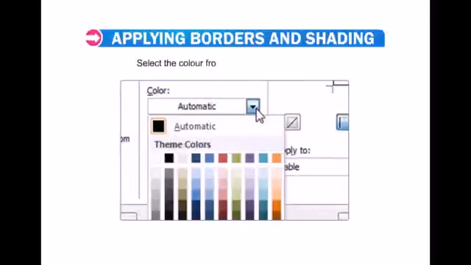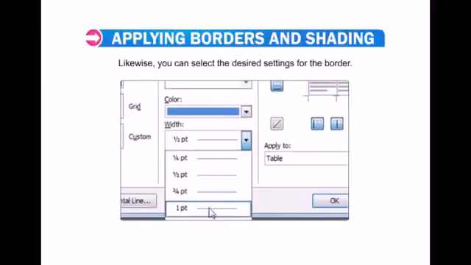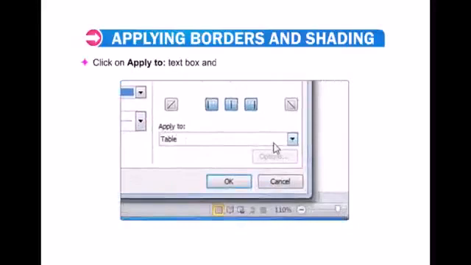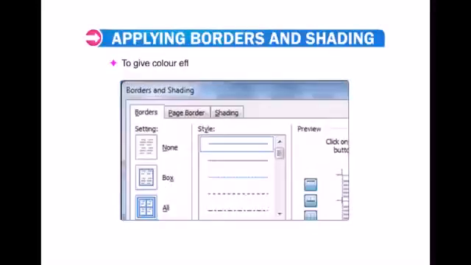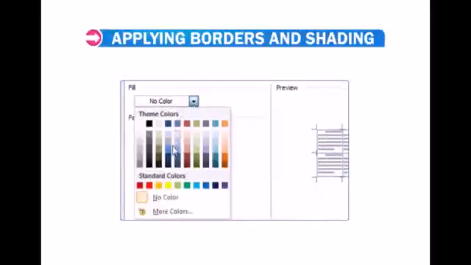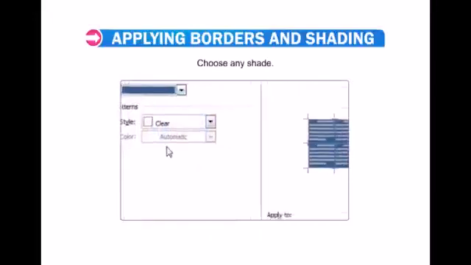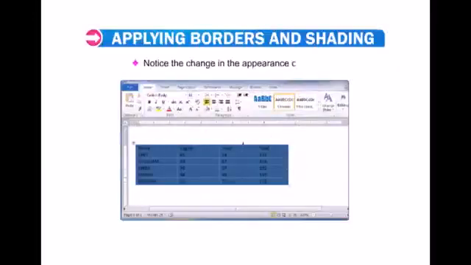Choose the All option. Select the color from the Color drop-down menu. Likewise, you can select the desired setting for the border. Click on the Apply to text box and select the Table option from the drop-down list. To give color effects to your table, click on the Shading tab. Click on the drop-down arrow under the Fill section. The color palette is displayed. Choose any shade. Click OK. Notice the change in the appearance of this table.